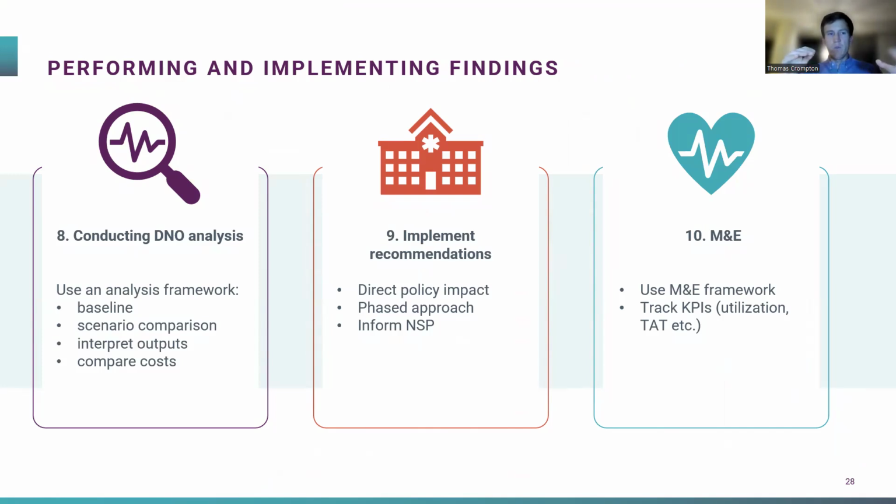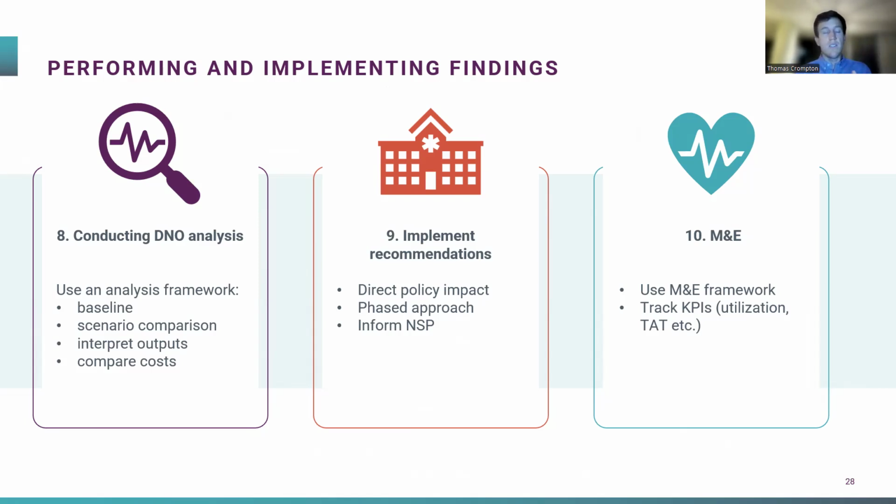So what is the current status quo? Then develop a few scenarios to compare to that, interpret those outputs, and then compare costs or compare results, as we saw in the case studies. And then, most importantly, is to implement the recommendations. So these recommendations should go into NSPs or diagnostic network optimization reports, often implemented in a phased approach, but really following up to make sure all these recommendations are used. And finally is to make sure that you've set up your M&E framework from the beginning and use it.